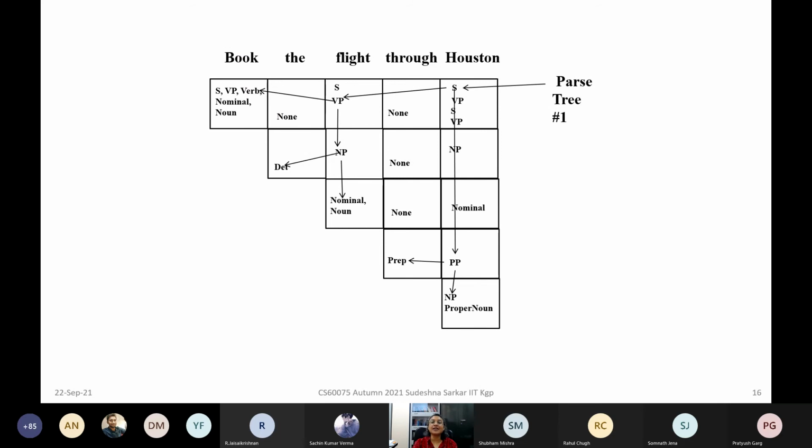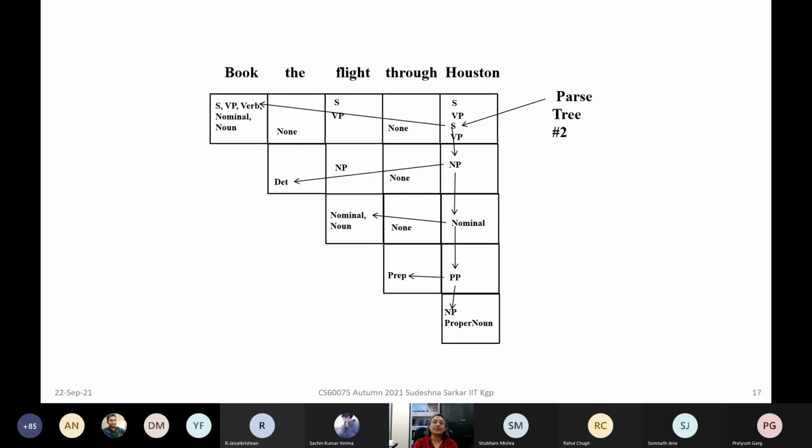So this is the parse tree number 1 for this sentence, where S decomposes into VP and PP. VP goes to verb and NP, and from NP we get determiner, nominal. And then PP goes to prep NP. This is the first parse tree. There's a second way, which is parse tree number 2. S goes to verb NP, where book is a verb, and the flight through Houston is a noun phrase which can be further decomposed.